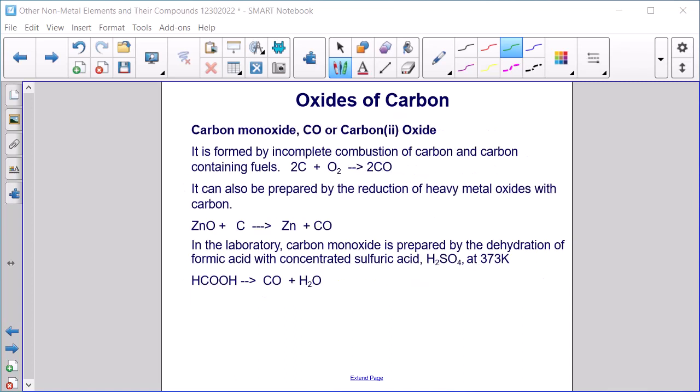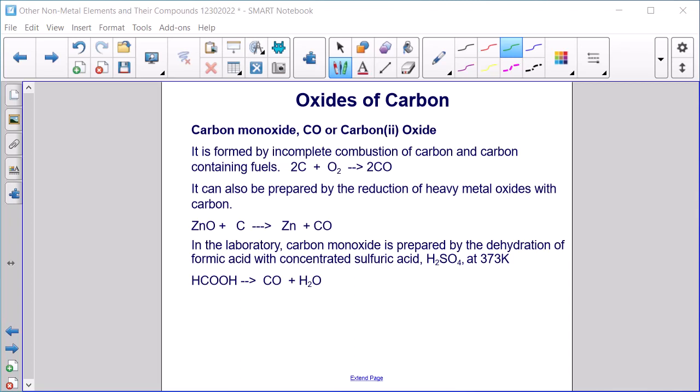Carbon monoxide, CO, or carbon 2 oxide. It is formed by incomplete combustion of carbon and carbon-containing fuels: 2C plus O2 produces 2CO, but we're talking about a low oxygen containing environment. It can also be prepared by the reduction of heavy metal oxides with carbon, as shown.